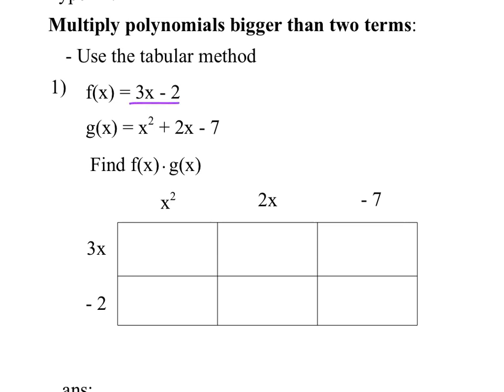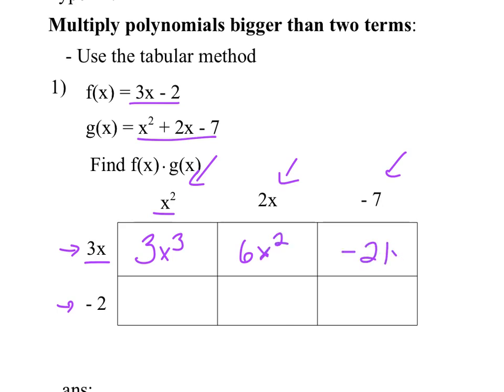Okay, so this one has 2 terms, so I put it here and here. This one has 3, so I gave it 3 boxes. 1, 2, 3. Okay, so then we just combine. It's one simple multiplication for every box. So 3x and x squared is 3x cubed. 3x and 2x is 6x squared. So this is negative 21x. Negative 2x squared. Negative 4x. And positive 14. Hopefully I did that okay.